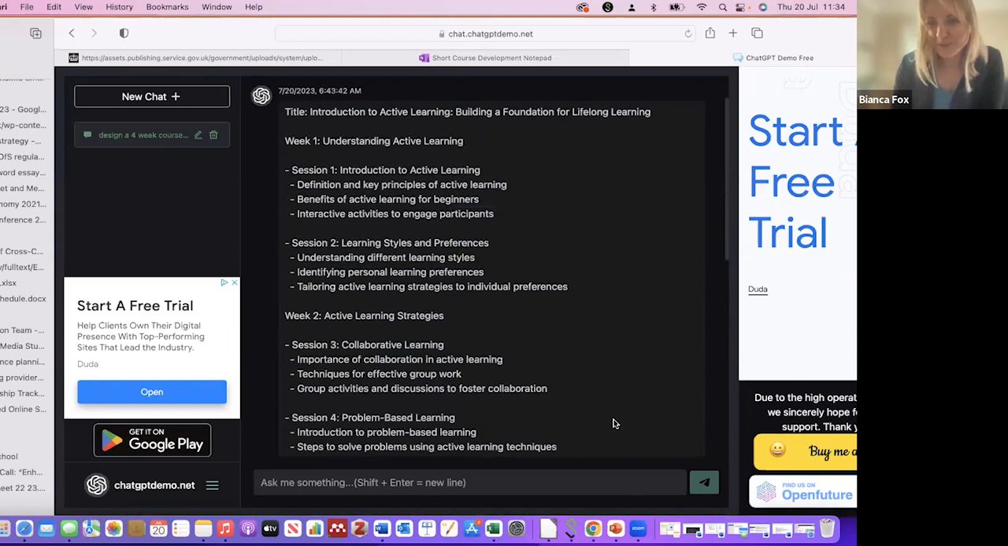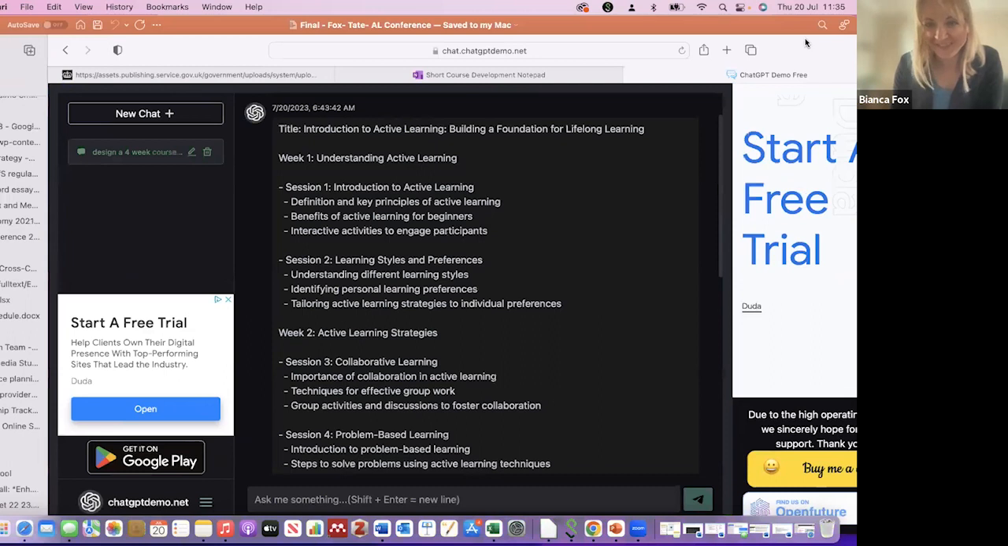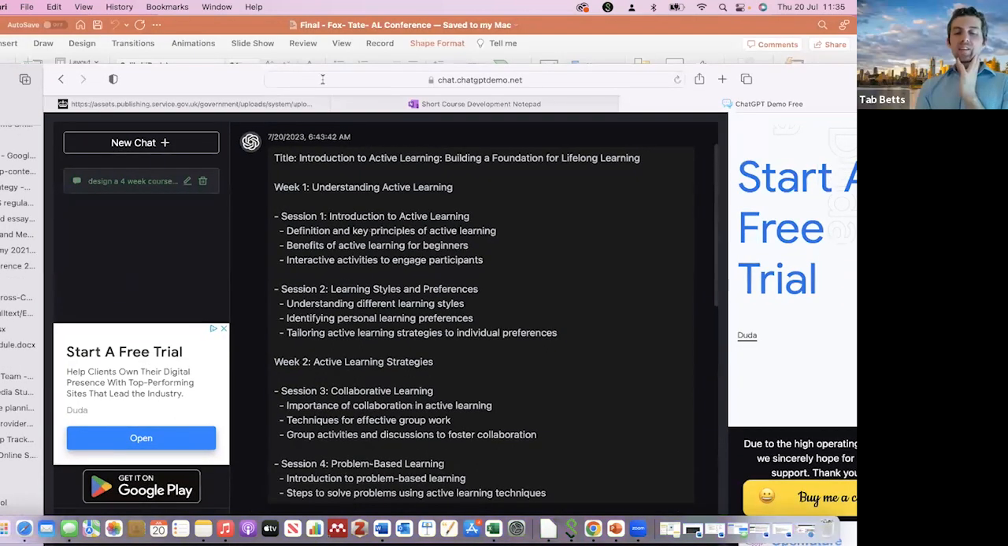Active learning. So it gives you a few ideas of what to include in each week. Of course, it needs a lot of work, but this is a free version. Imagine what you could achieve with a paid version. Share this in the chat.